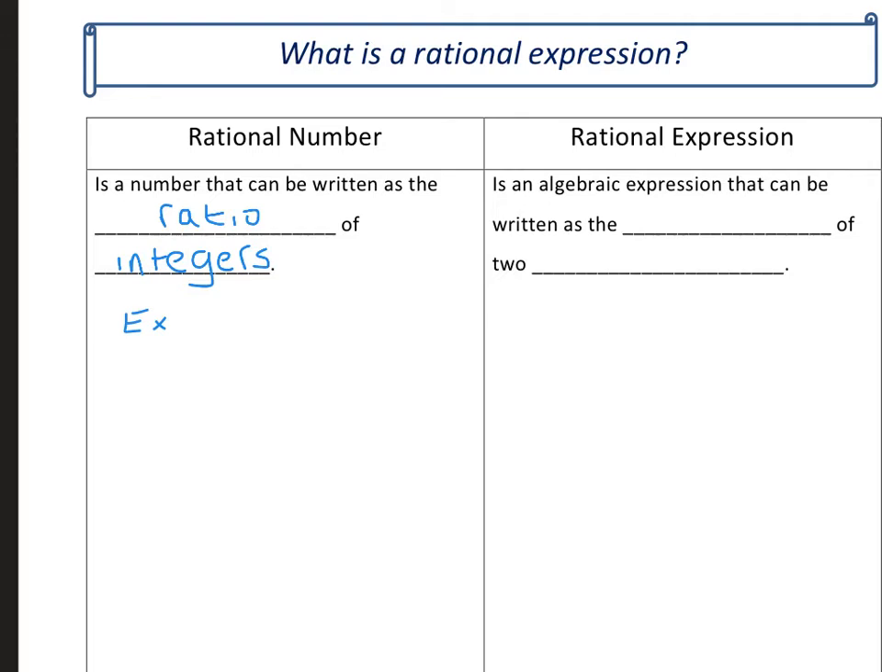A whole number, maybe the number 10. The number 10 can be written as a ratio of integers, 10 over 1, for example. A mixed fraction, like 4.5, can be written as 9 halves. So that is a ratio of integers.